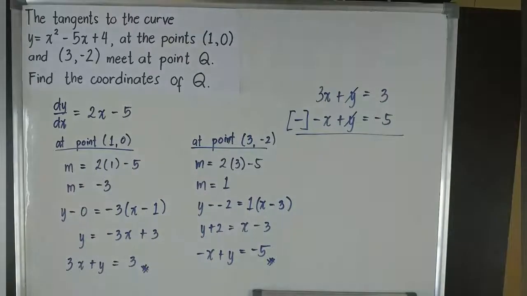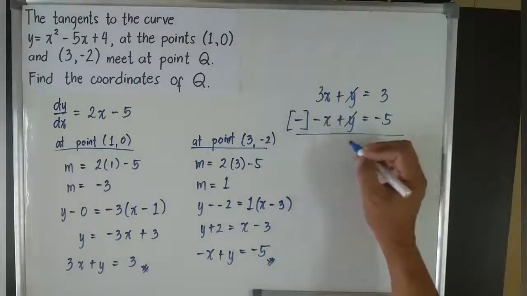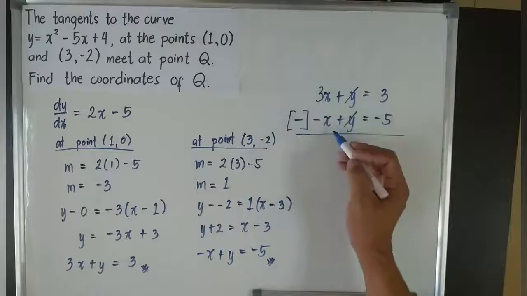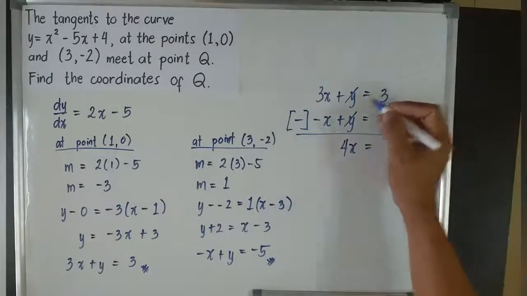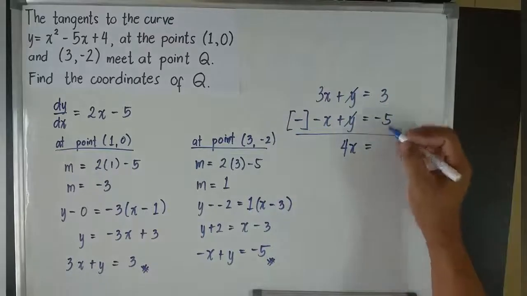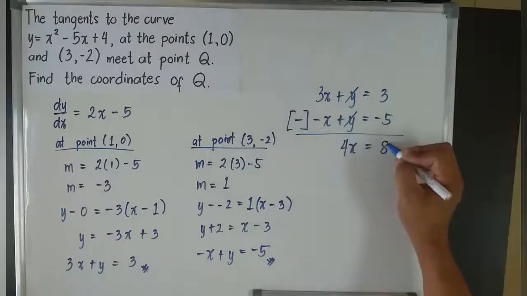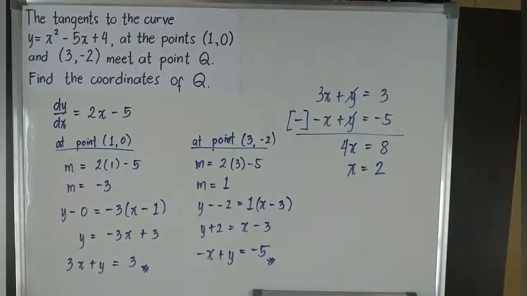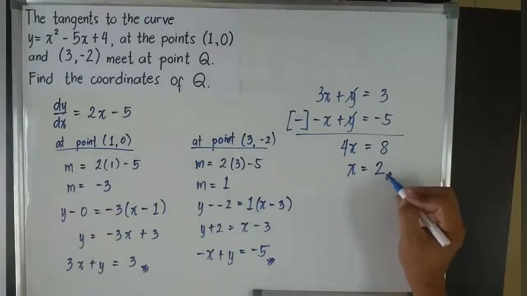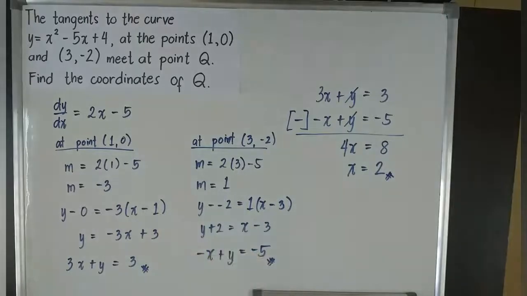Next, 3x minus negative x is 3x plus x, basically. So it will become 4x equals 3 minus negative 5, which is 3 plus 5, which is 8. So x is now equal to 2. So that's the x coordinate of Q.